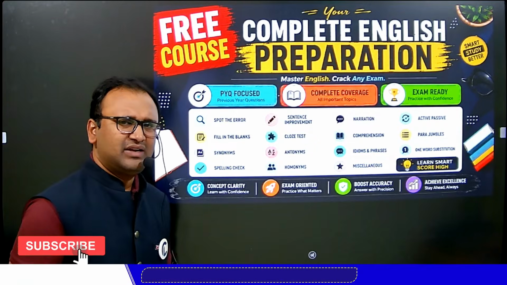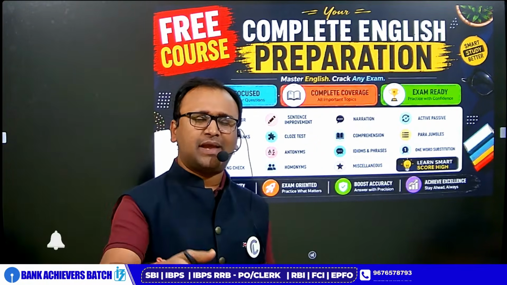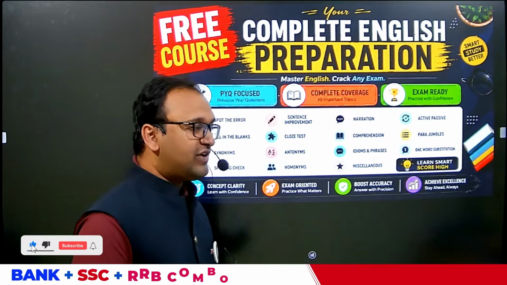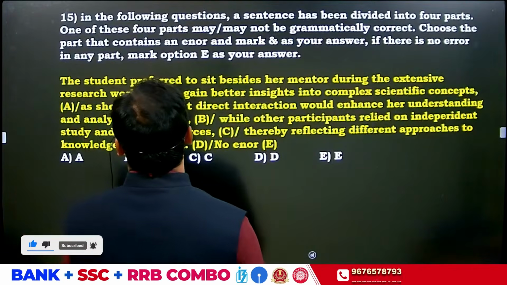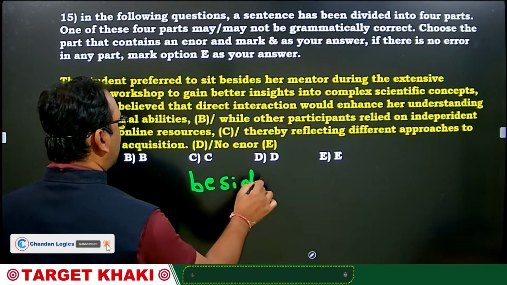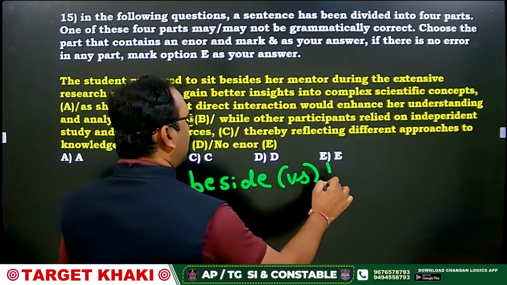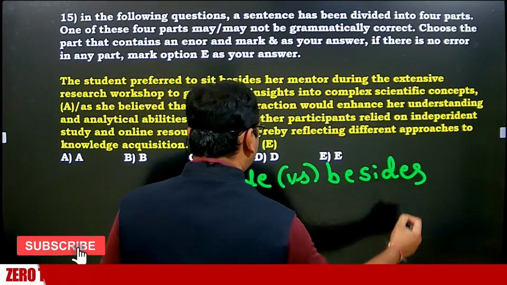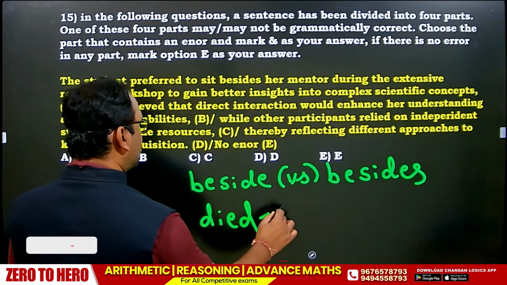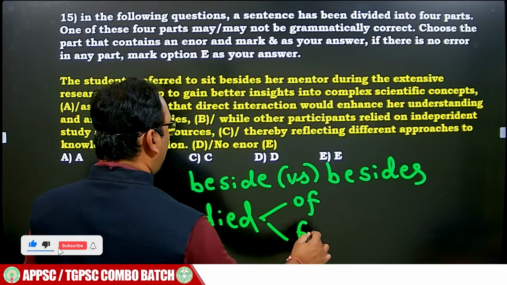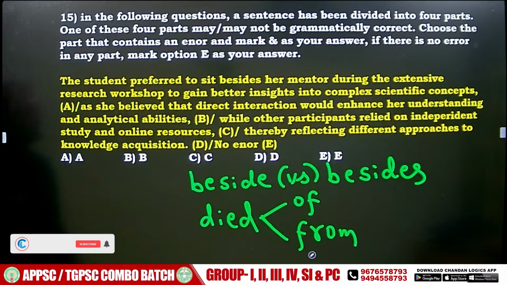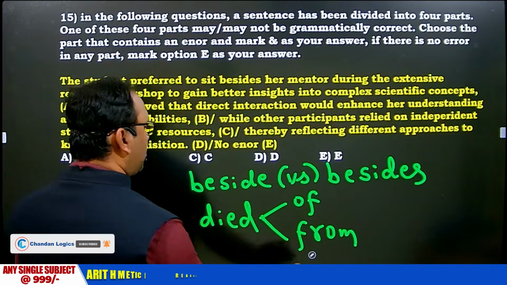In addition to that, there may be one or two small spelling errors which are typo errors. I'm sure you can understand them. The major spotting errors, if you observe, we have discussed 5 important spotting errors so far, correct? There is one error based on the difference between beside and besides. There is one spotting error about the difference between died of and died from. Both are actually prepositions. So in this section, 2 questions are based on prepositions.